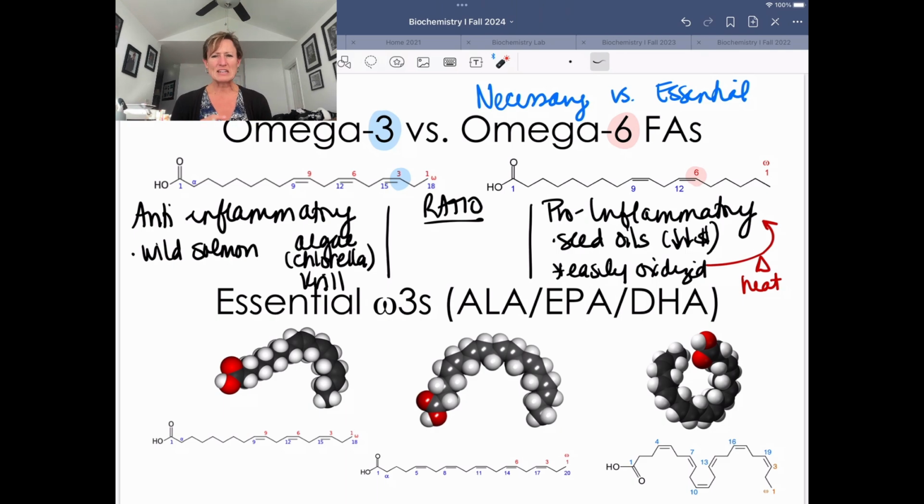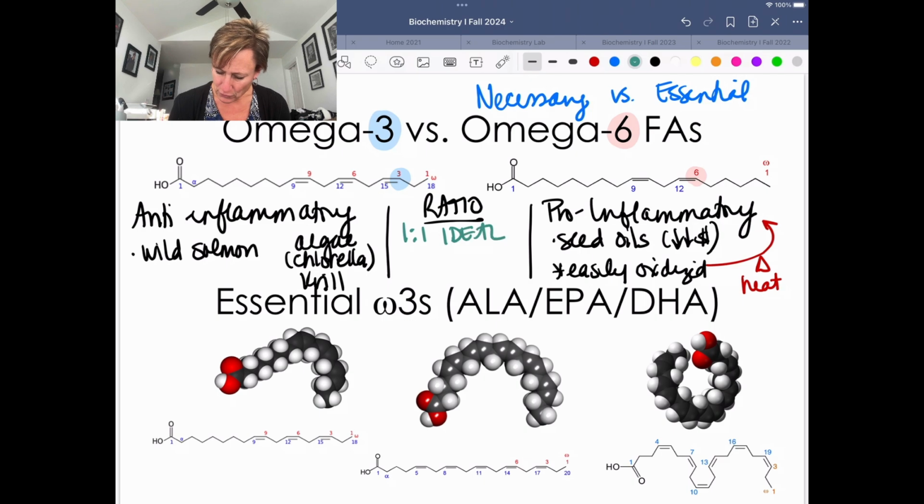Okay, last little piece here, and then we'll get to this section down at the bottom. Ideally, what would a great ratio be for your omega-3s to your omega-6s? 1-to-1, right?